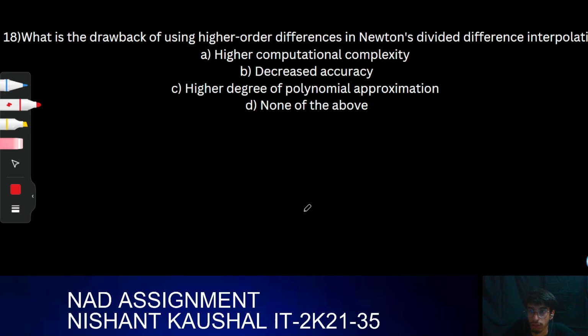Let us proceed to question number 18. What is the drawback of using higher order differences in Newton divided difference interpolation? Higher computational complexity, decreased accuracy. This is not a kind of drawback. What is the degree of higher degree of polynomial approximation? Not so. None of the above. So the answer will be A. Higher computational complexity is a drawback of higher order differences because its values will be complex, and to solve that it will take more time. So it is one of the drawbacks of Newton divided difference interpolation.